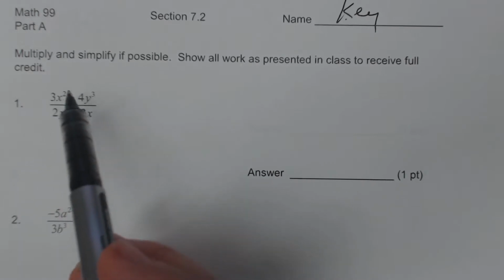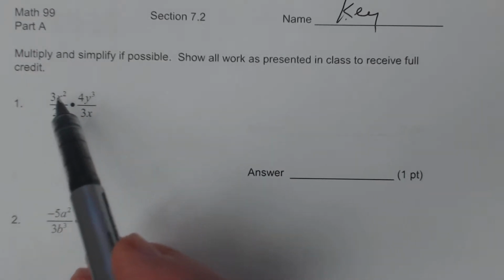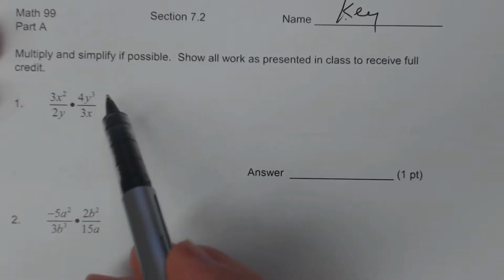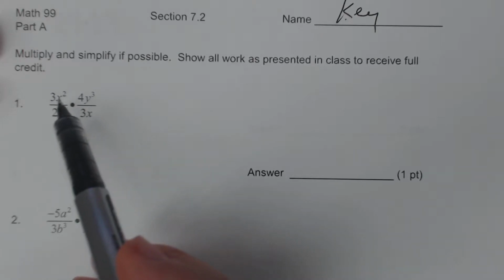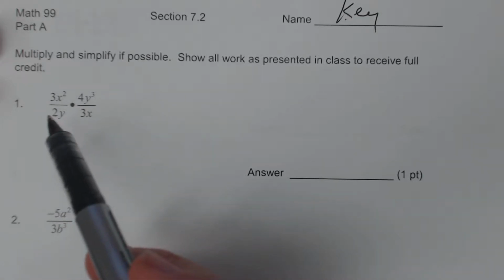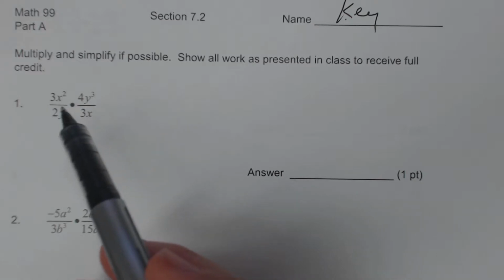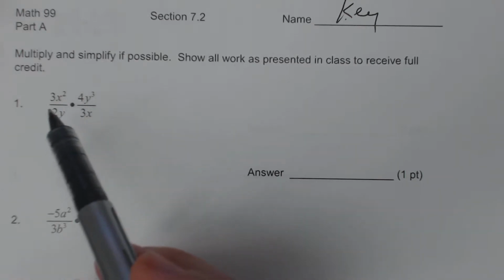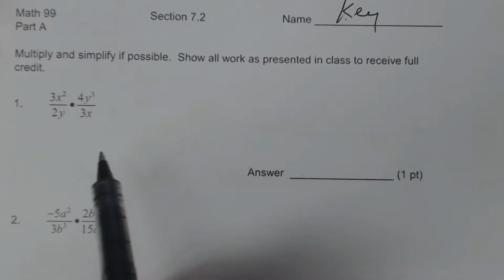Okay, so notice that when you're looking at number one, these are all considered monomials. Okay, so you don't see any plus symbols, any addition, subtraction symbols at all. So these are all considered monomial factors.